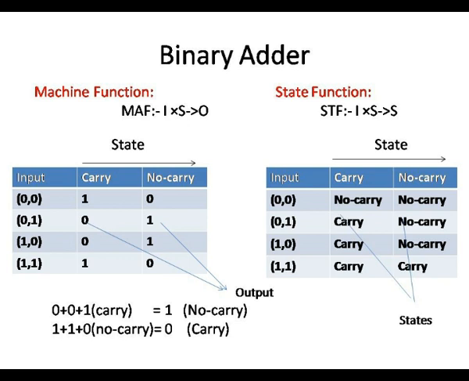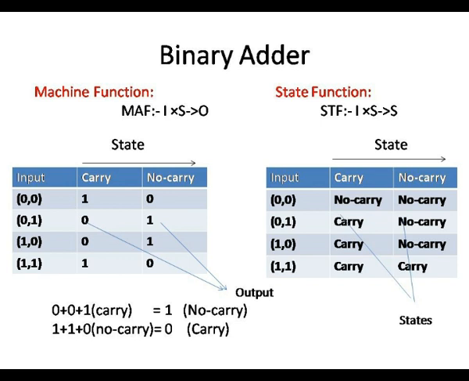If the current state of the machine is carry and the current input is 00, then the output will be 0 plus 0 plus 1, which is equal to 1, and the machine moves to the next state, which is no carry state. Similarly, say the current state is no carry and the input is 11, then the output will be 1 plus 1 plus 0, which is 0, with carry as the next state.